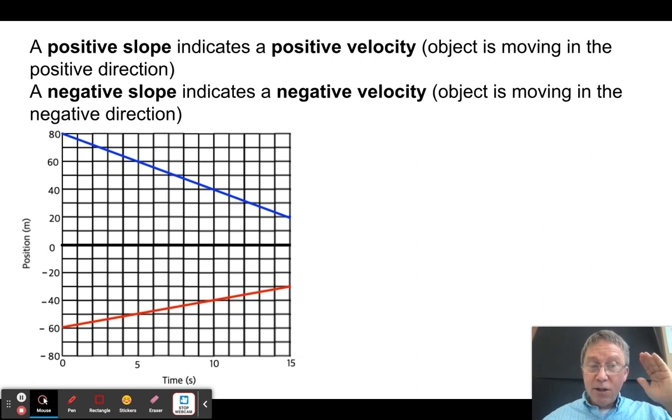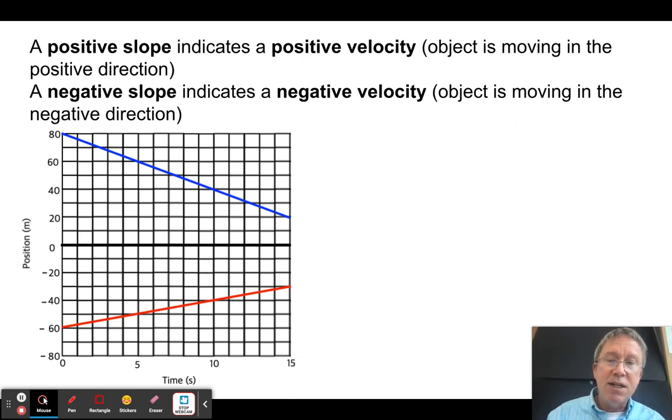So again, the slope tells me which way the object is traveling. Looking at this graph, I can tell the blue one is traveling in the negative direction. It has a negative slope. So even though its position is in the positive direction from the observer, it is traveling in the negative direction. If you keep going, you're going to end up negative for me, right? So the negative slope means traveling in the negative direction.